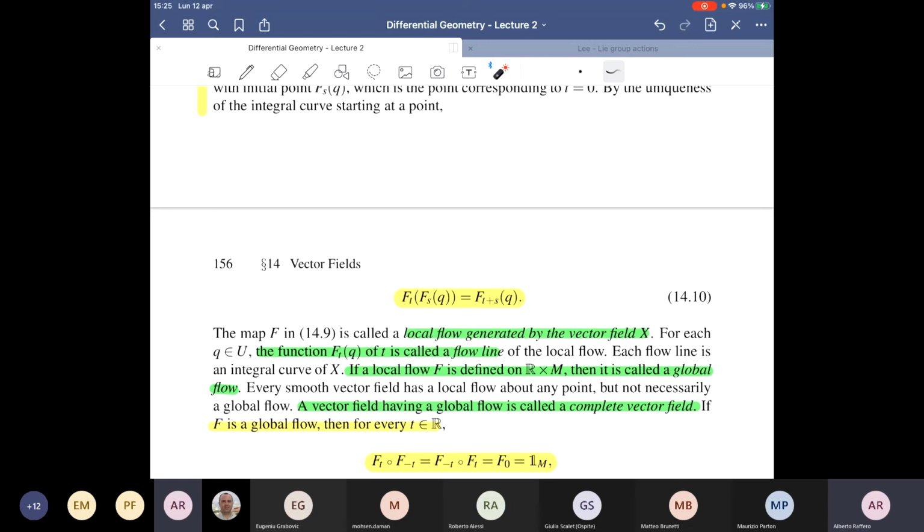And if it happens that this local flow is defined for every real time and on the whole manifold, then you call it a global flow. And this is precisely what happened earlier in the first example we discussed. In the first example, our flow was defined on the whole R and on the whole R2.